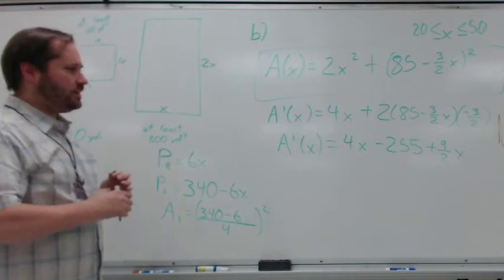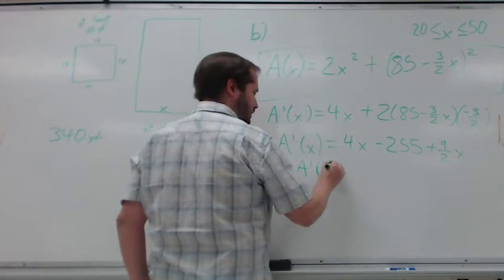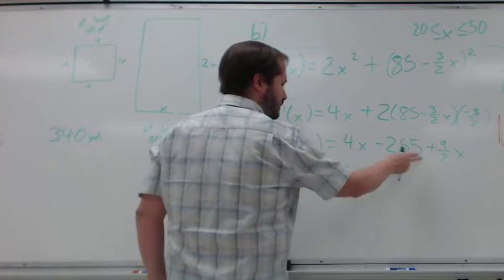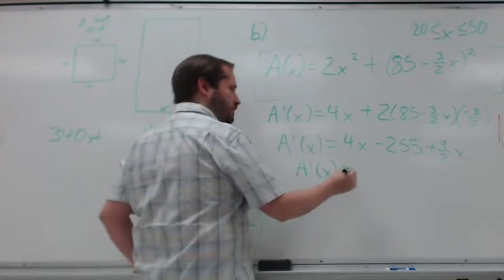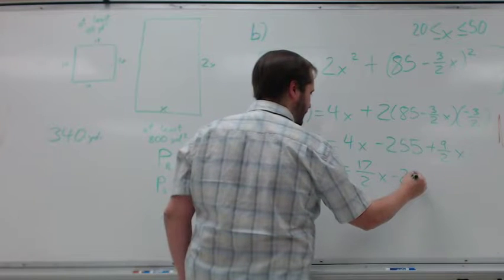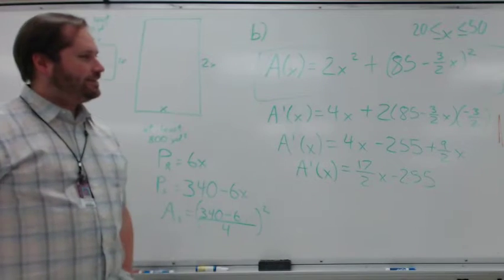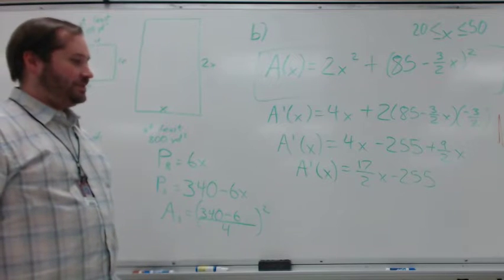Alright, we gotta set this... Oh man, not even set it equals 0 yet. We're still just algebra-ing. Alright, 4x plus 9/2 is what? 17 over 2. 17/2 x minus 255. There's our derivative. She ain't pretty, but she's ours.